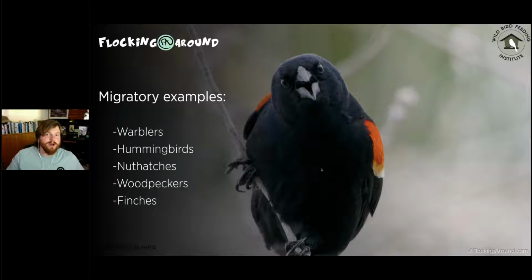Nuthatches, but not all nuthatches are migratory. Some stay in their residence wherever their population is. So again, you'll see there's going to be variability within each of these. There's going to be an exception to every single rule that I give you. There's always going to be an exception.